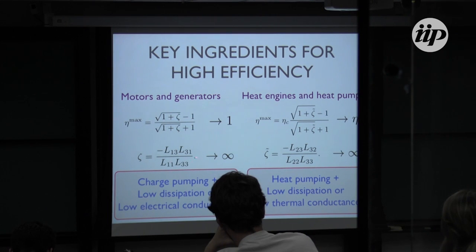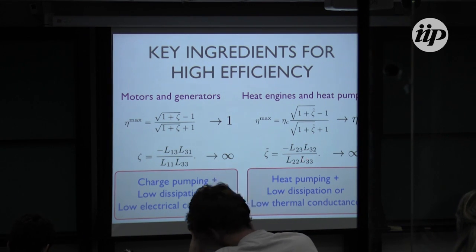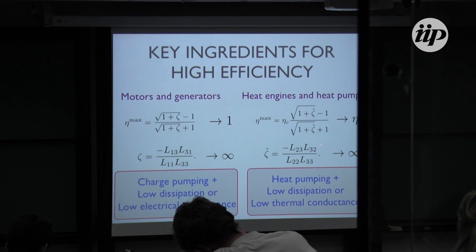In any of these cases, the maximum efficiency takes place when the figure of merit goes to infinity. In the case of motors and generators, this means that we have to get a very low dissipation. This is something usually difficult to achieve. Vanishing electrical conductance, and pumping. In the case of heat engines and heat pumps, this is achieved again for low dissipation, low thermal transport, and pumping.